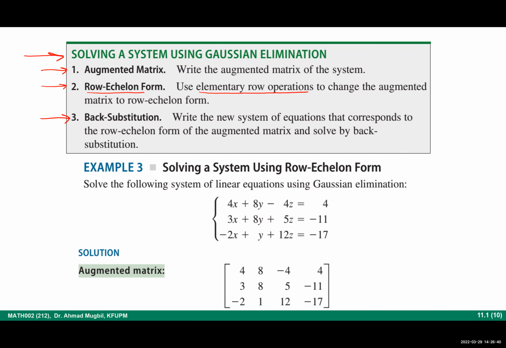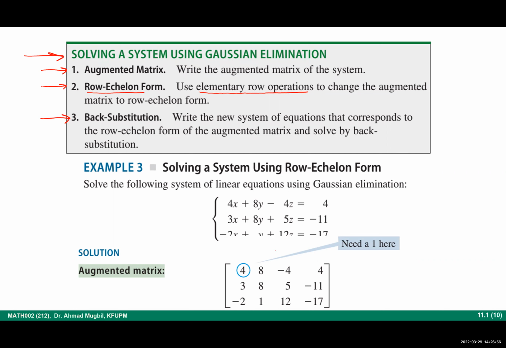So now we need what? This is the step number one, the augmented matrix. Now we need this entry here to be what? 1. How to have that? Multiply row number 1 by 4, divide by 4.